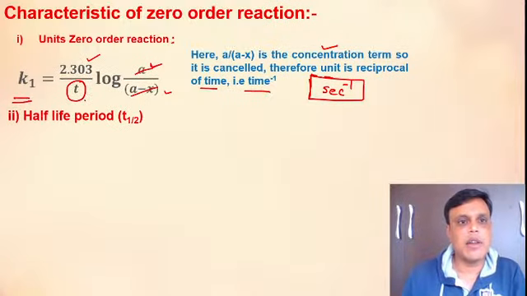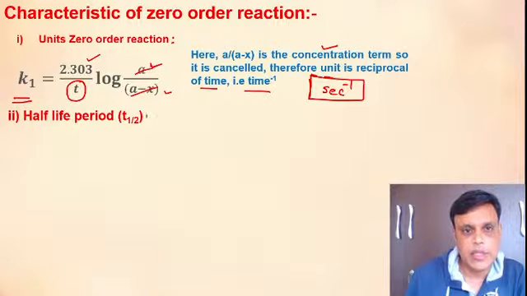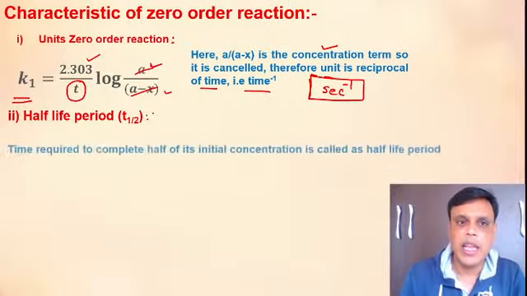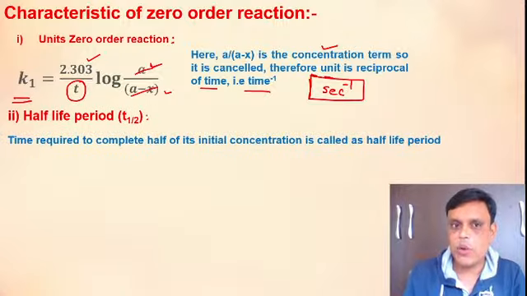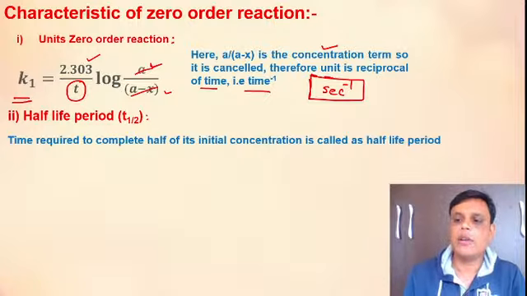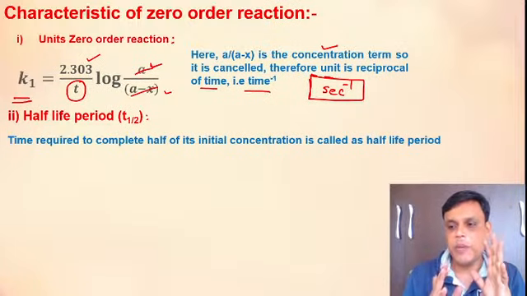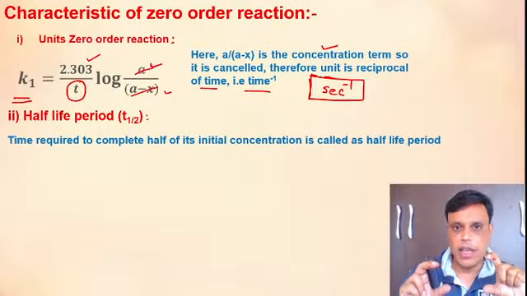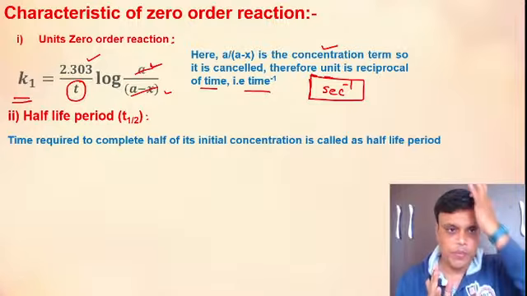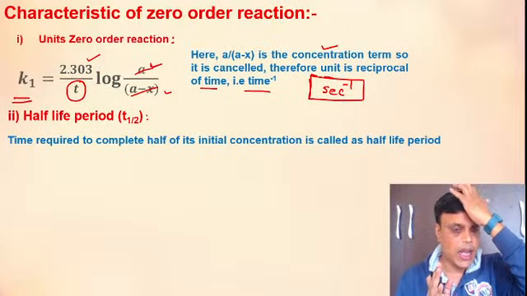Then the second characteristic we will see is the half life period. And you know what is half life period? It is the time required to complete half of its initial concentration. It is called the half life period for that particular reaction. For example, at T half, both the reactant and product are present in 50-50 percentage. At that time we call that time the half life period.